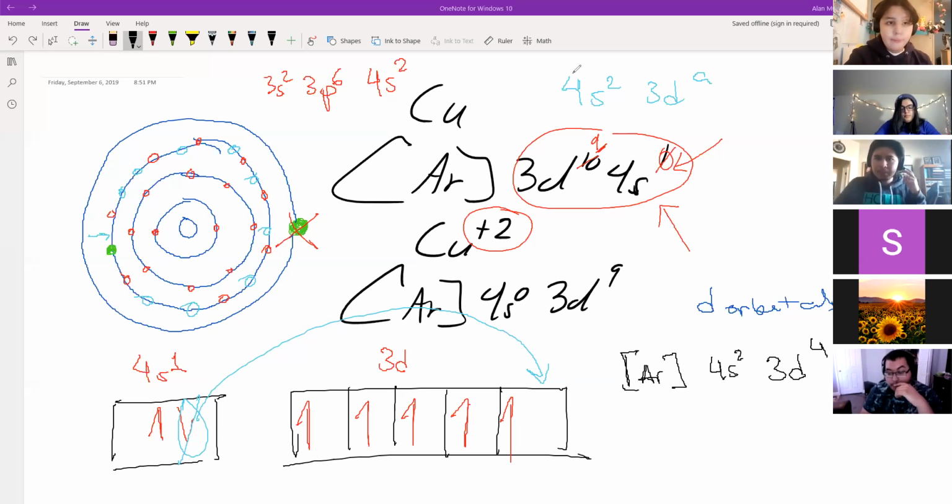How do you know what the exceptions are? The exceptions are always going to be transition metals. Yes, they're always in the d orbitals. So if it helps you guys, it's mostly the ones that are in chromium's group. So chromium, molybdenum, tungsten, and then copper's group, and then silver.